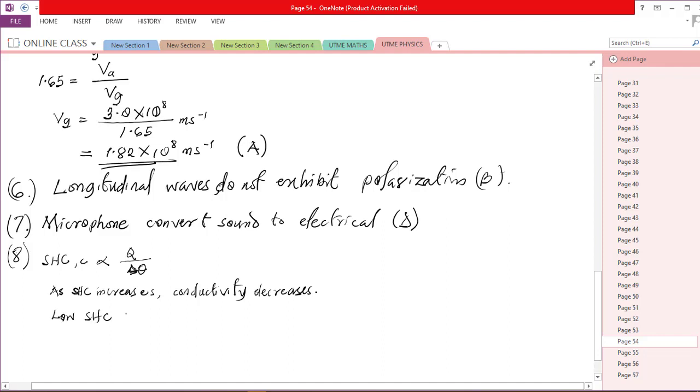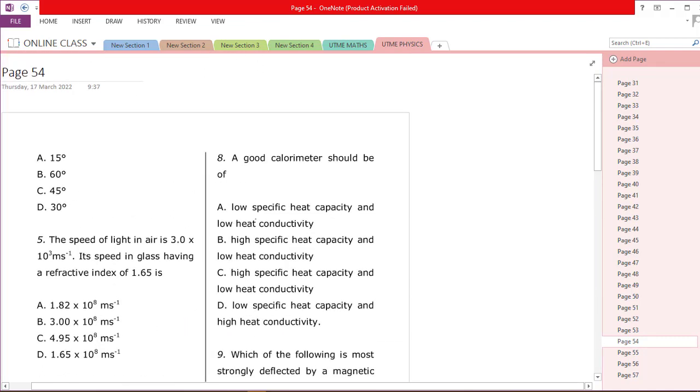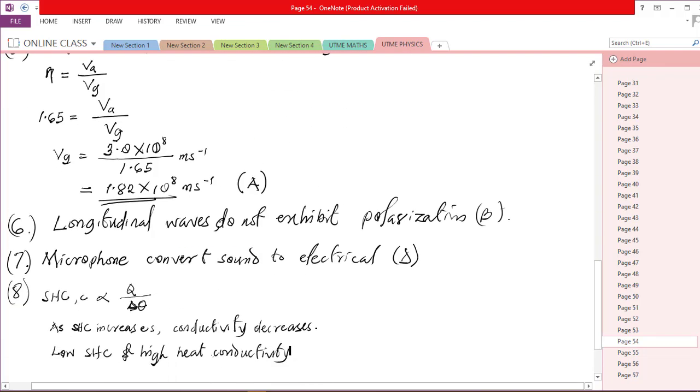specific heat capacity and then what? High heat conductivity. That is the way we solve this. So with that, you'll be able to understand this perfectly. Let's now go to the question. A good calorimeter should be of low specific capacity and high heat conductivity. That is D in this place. So let's write that one. D is the answer.